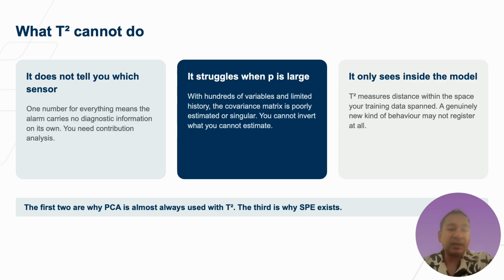And it only sees within the model. T² measures distance within the space of your training data. A genuinely new kind of behavior, a direction the process has never moved in, may barely register. The first two are why PCA almost always comes alongside T². The third is why SPE exists. Both are the next few slides. Together they are the standard toolkit.